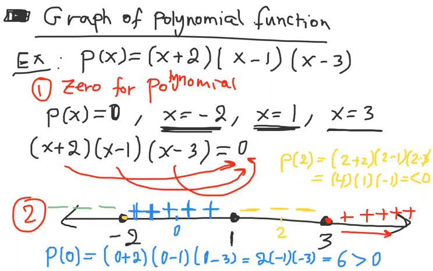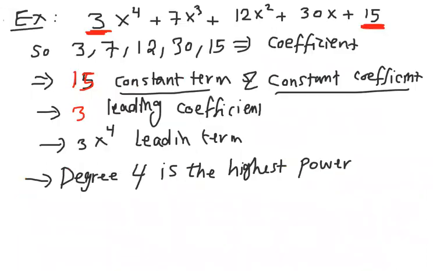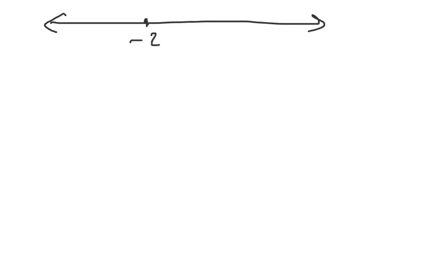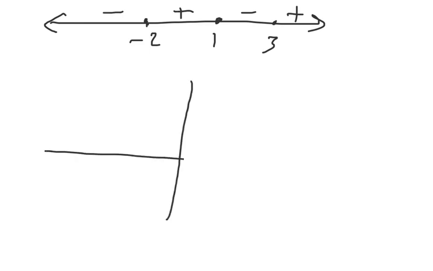So, going to the next slide. This is the graph. Here is minus 2, here is 1, here is 3. Here is positive, here is negative, here is positive, here is negative. So the graph looks like that.